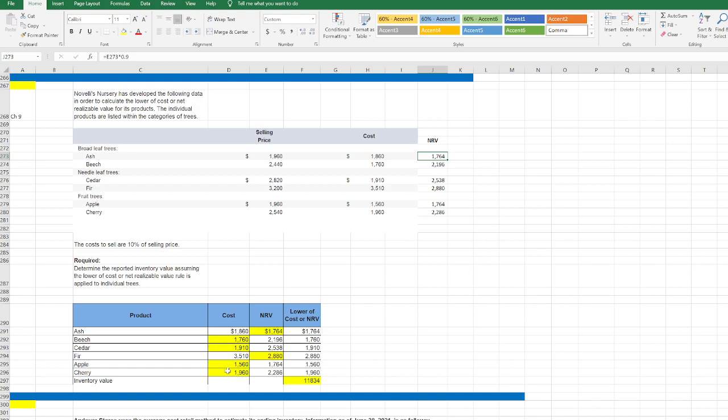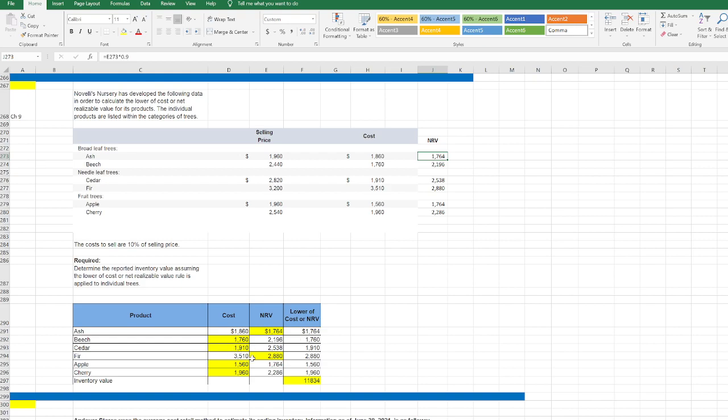Whichever is less, those are the ones I'm going to take, and that's the value of my inventory. So when I take the net realizable value, I need to actually write those down. Physically write them down, either to cost of goods sold, or I'm pretty sure just cost of goods sold, debiting cost of goods sold and crediting inventory. So for the ash tree, we're going to take the net realizable value.